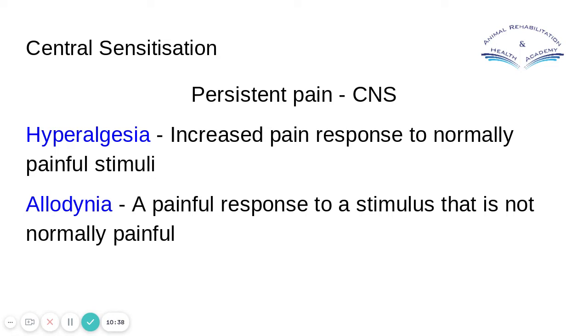Allodynia is a painful response to a stimulus that is not normally painful. So let's say something like stroking an animal. You should be able to stroke an animal without them reacting as if they're in pain. A very soft stroke shouldn't be a problem, but they can have a pain reaction to that. And that again is an overreaction from the central nervous system and the pain response. So heightened nociception, if you like.